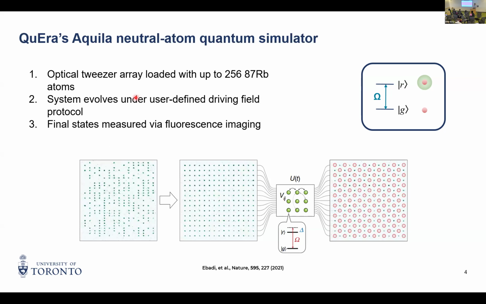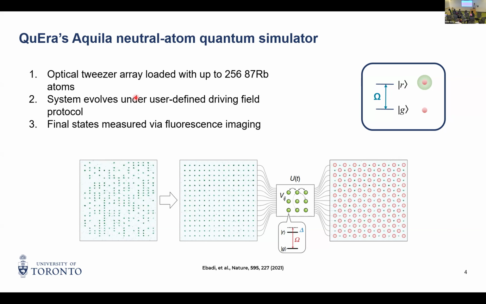Okay, so now a crash course or a primer on what QERA's Aquila device is capable of. It's a quantum simulator that I guess I'll just go through how it works. So the first step is to load up to 256 Rydberg atoms into an array of optical tweezers, which then rearrange themselves into a user-defined geometry. So in this picture on the left, that's the starting grid with the atoms loaded into it randomly, and then the tweezers are rearranged into a square lattice in the middle.